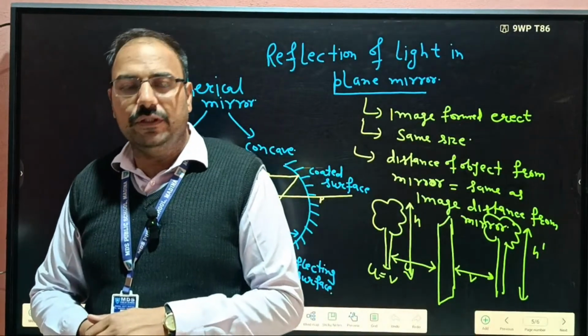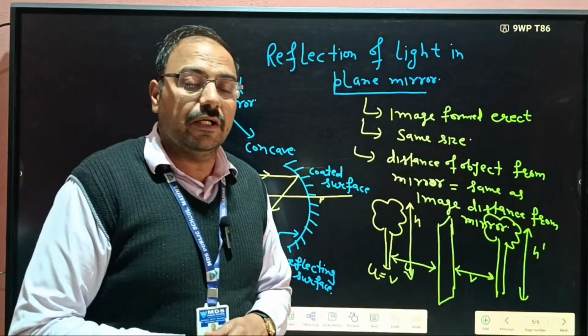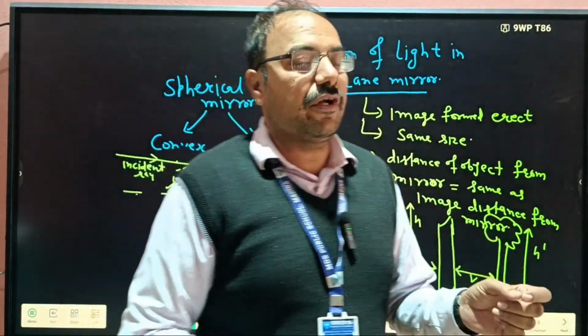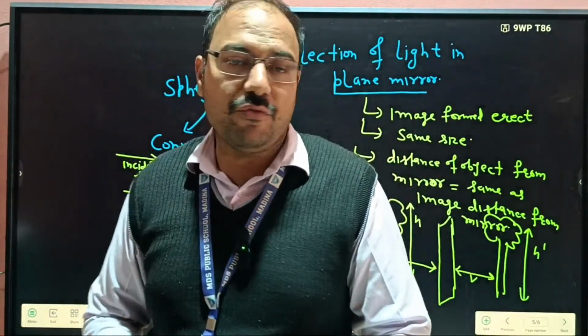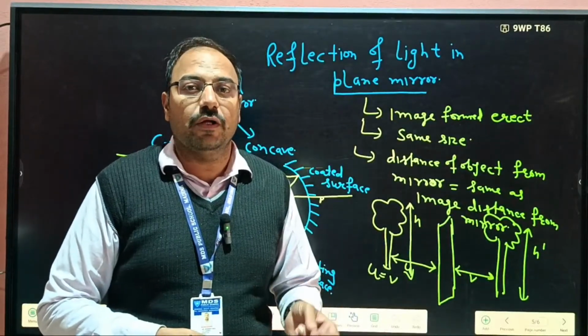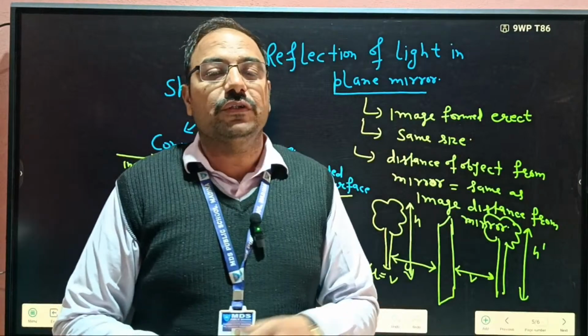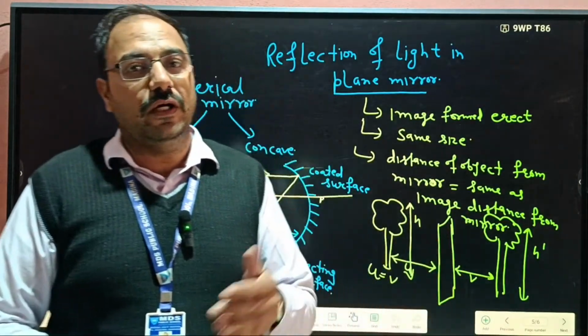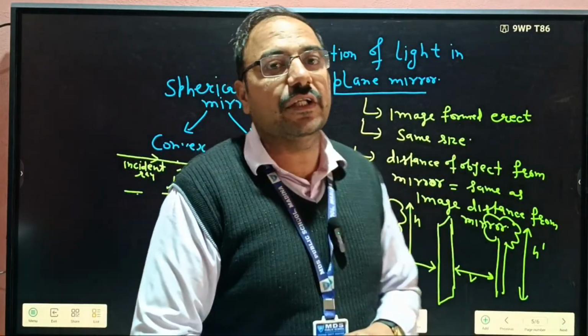After that we studied the scattering of light. Light is scattered by the small particles present in the atmosphere. Colors whose wavelength is less, like blue and violet, scatter easily because scattering is inversely proportional to the wavelength. So the less the wavelength, the more the scattering.